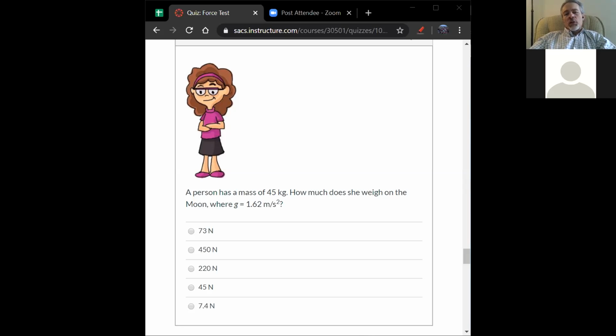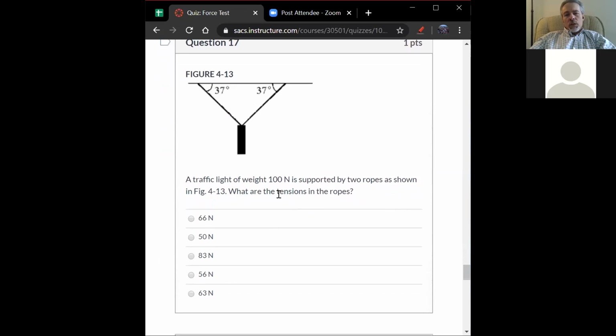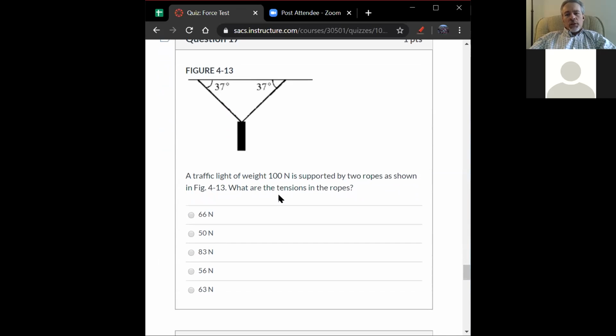72.9. Okay, so which one's the closest? 73. Yep. So make sure for this one here, I think you're getting close to the end. Make sure for this one you draw a force diagram. How many forces will be on it?